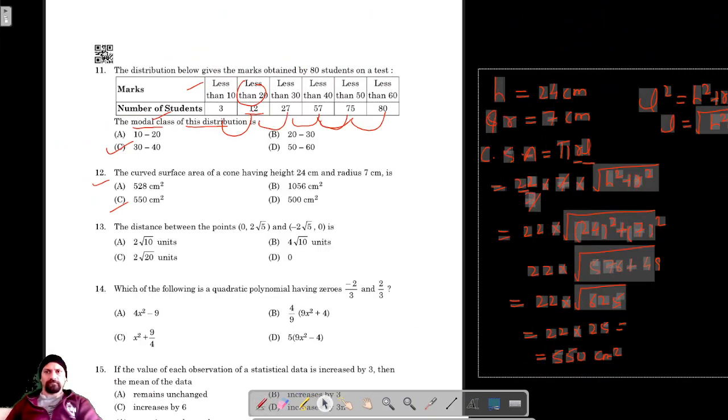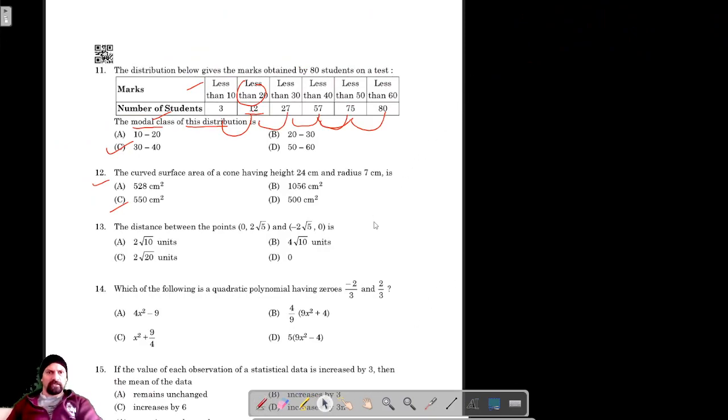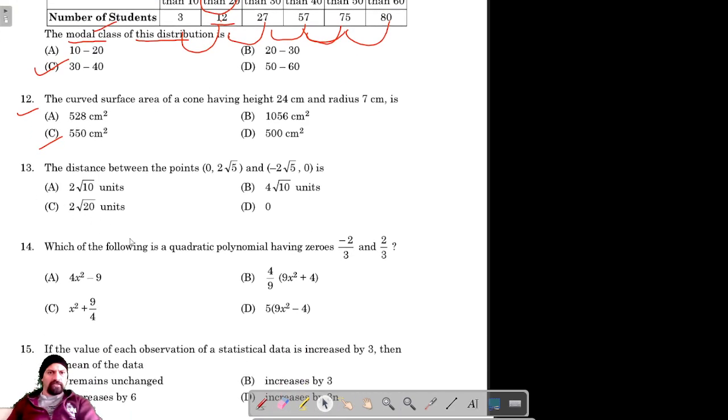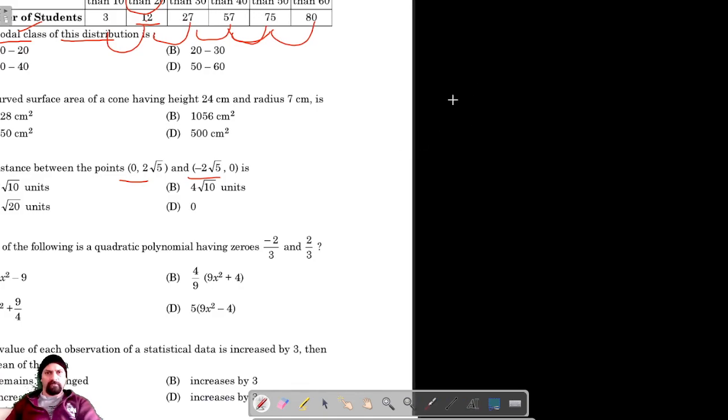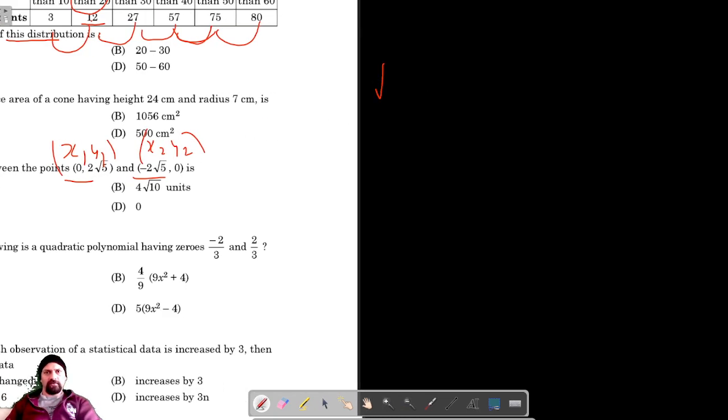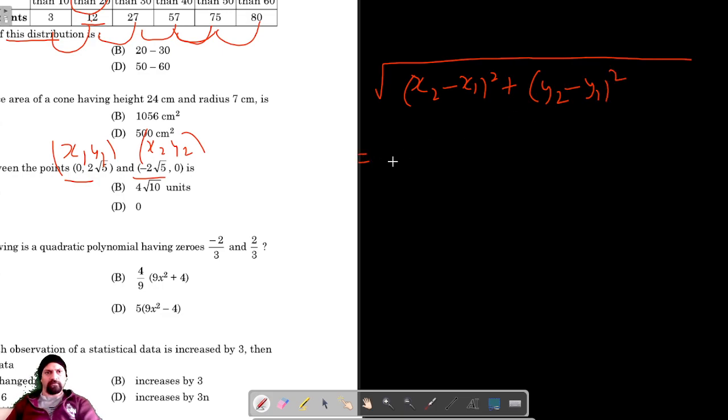Okay, now let's move on to find the distance between the points. The distance between two points is given by the distance formula. Let's say these coordinates are x1, y1, x2, y2. The distance between the points is given by the square root of x2 minus x1 the whole square plus y2 minus y1 the whole square.